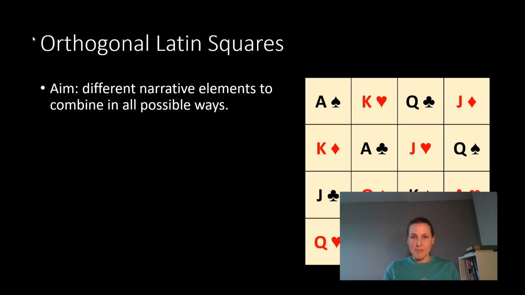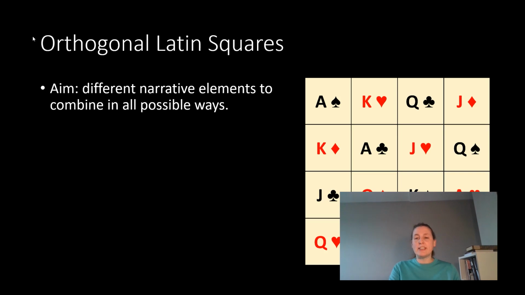Another bit of mathematical structure that can be used to create the structure of a book and of a narrative are things called orthogonal Latin squares. So the aim with these things, I'll explain what they are in a second, is that you have lots of different narrative elements. So you might have characters, or particular characteristics of people, someone being angry, or events, or anything like that. And you want to combine them in all possible ways so that the different things intersect in all possible different ways. And the mathematical bit of kit that we need to do that is called an orthogonal Latin square.